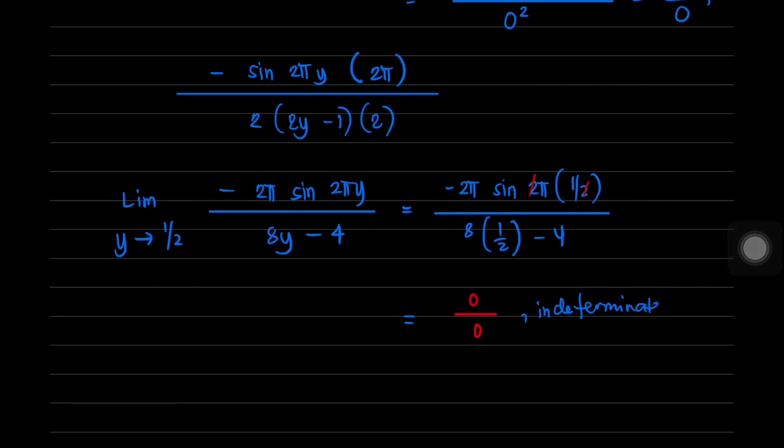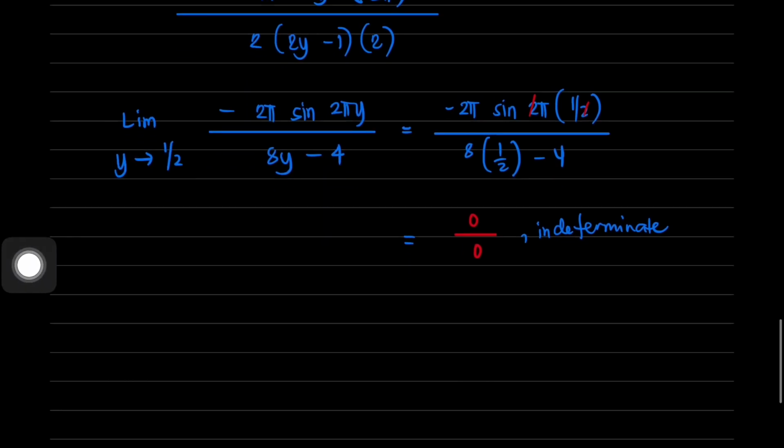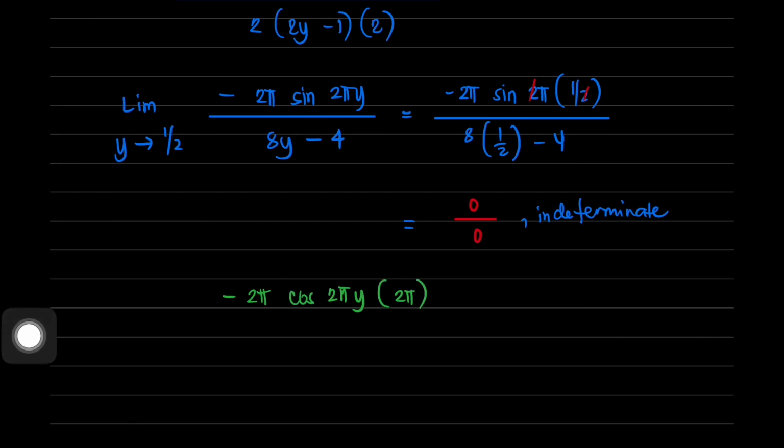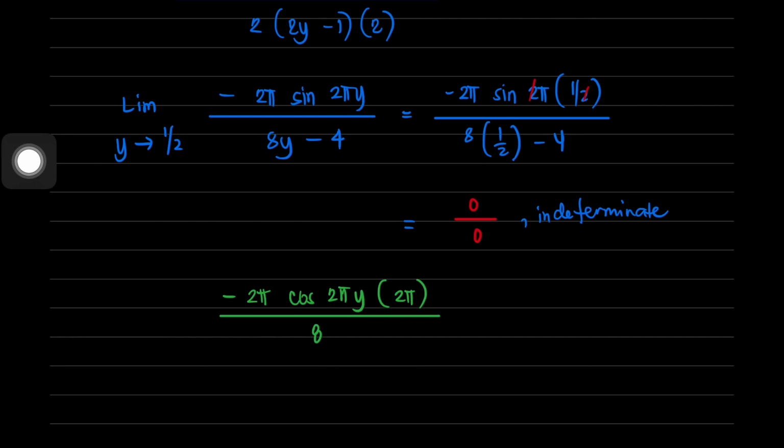Since the result is still an indeterminate form, we can still use L'Hopital's rule to solve for the limit of this function. And using L'Hopital's rule again, we're going to determine the derivative of the numerator and the derivative of the denominator independently, and then get the limit of the resulting expression as y approaches 1/2. So to do that, we have negative 2 pi, which is a constant. The derivative of sine of 2 pi y is equal to cosine of 2 pi y multiplied by the derivative of 2 pi y, which is 2 pi. All over the derivative of 8y, which is 8, and the derivative of 4 is 0.